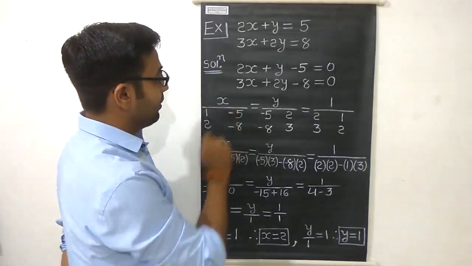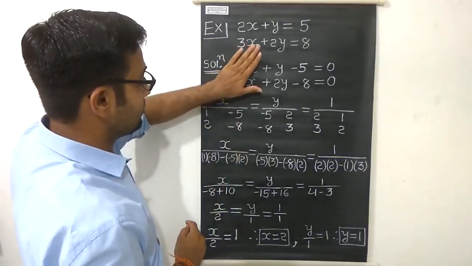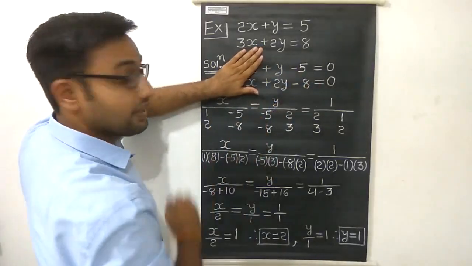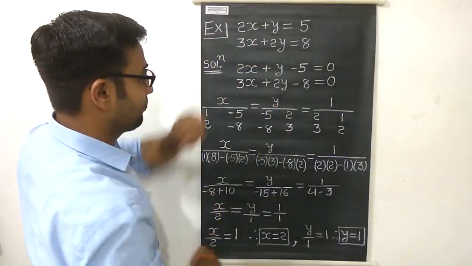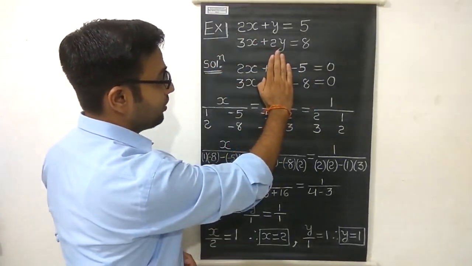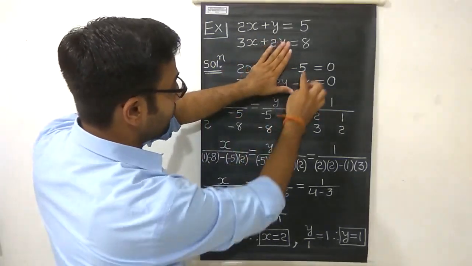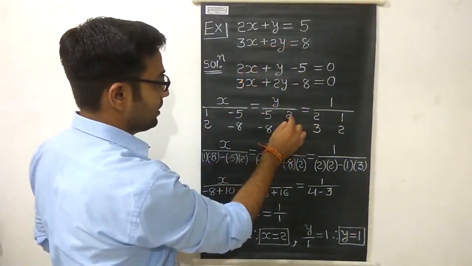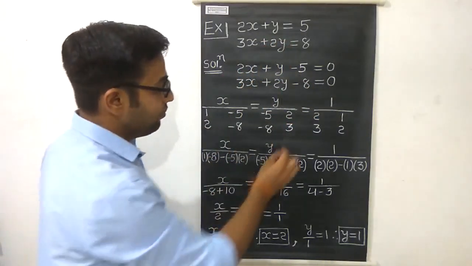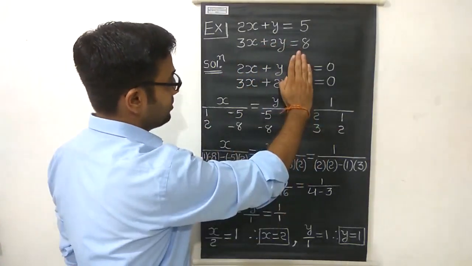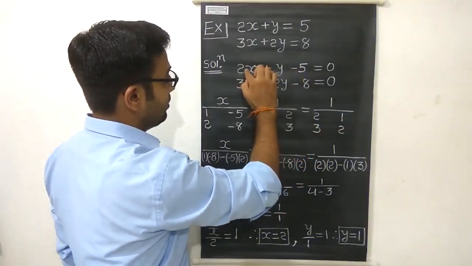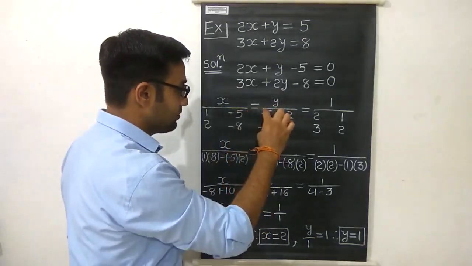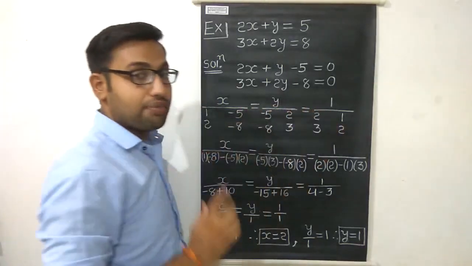So x upon, now we do not have to consider this constant. So what we will get? 1, 2, minus 5, minus 8, that is b1, b2, c1, c2, is equal to y upon, now we have to cover this y. First of all, we have to write down these constants, minus 5, minus 8, then after a1, a2, that is 2, 3. Now 1 upon, cover this portion, we will get 2, 3 and 1, 2. See here, this one and this one remain the same, this one and this one remain the same.